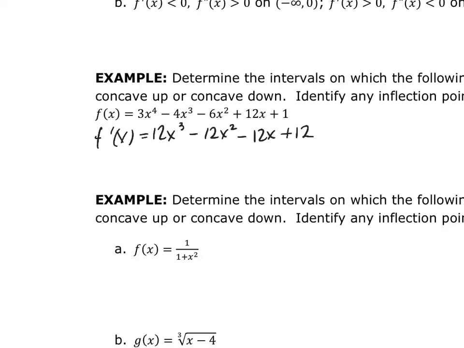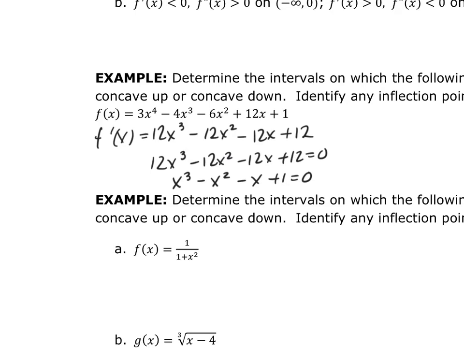Now, I'm going to take a moment and determine from here, using my first derivative test, where I have maxima or minima, with increasing and decreasing, so I can get a better view of what my concavity is doing. So I'm going to set this equal to 0. I have 12x cubed minus 12x squared minus 12x plus 12 is equal to 0. Let's divide everything by 12. X cubed minus x squared minus x plus 1 is equal to 0.